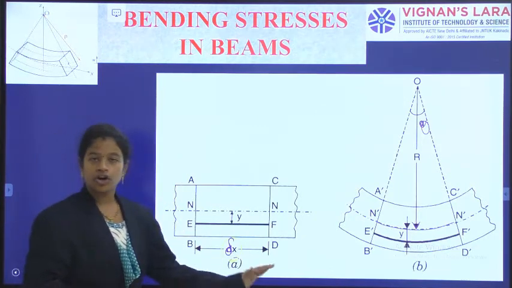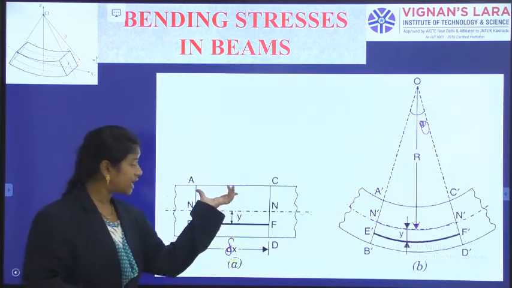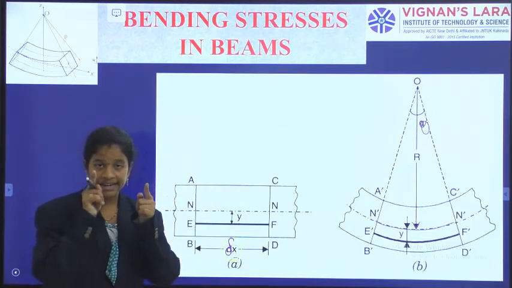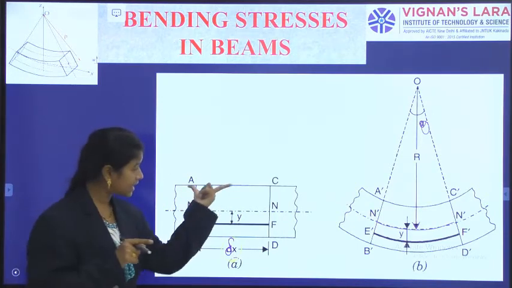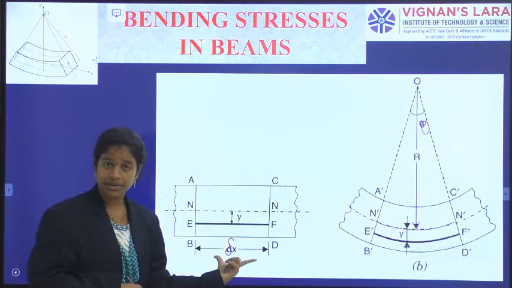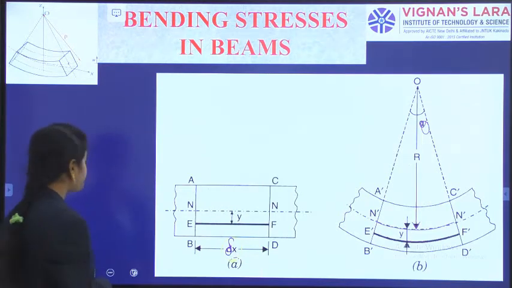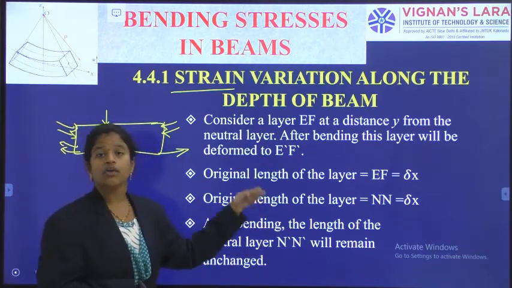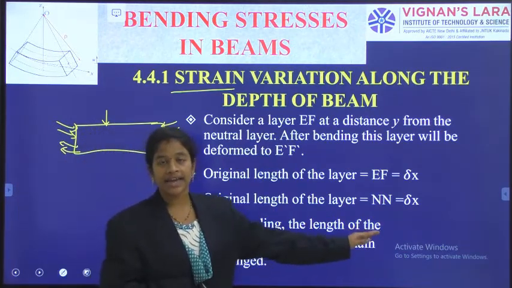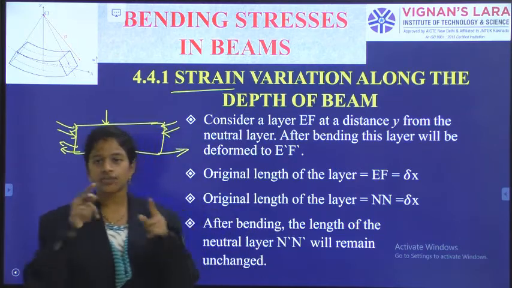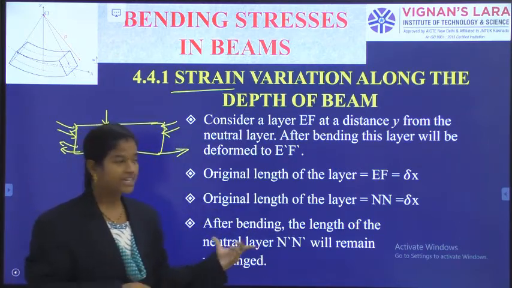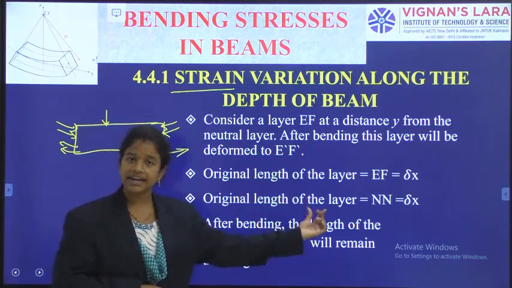Whatever we follow, that thing only we should continue. Initially, a small elemental length is taken, and each layer has the same length. This EF also initially has the same length delta x. The original length of the neutral layer NN is also delta x only. The original length of AB is delta x, the original length of CD is delta x; every original length is delta x only.